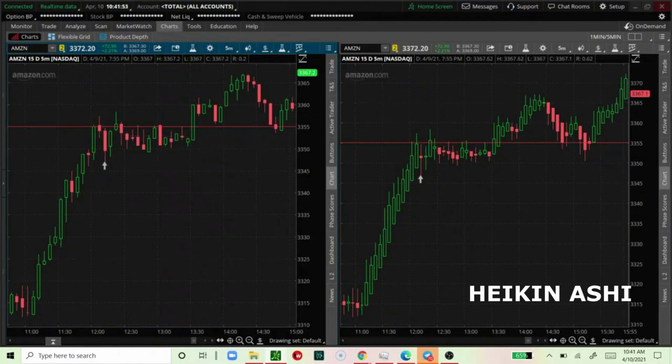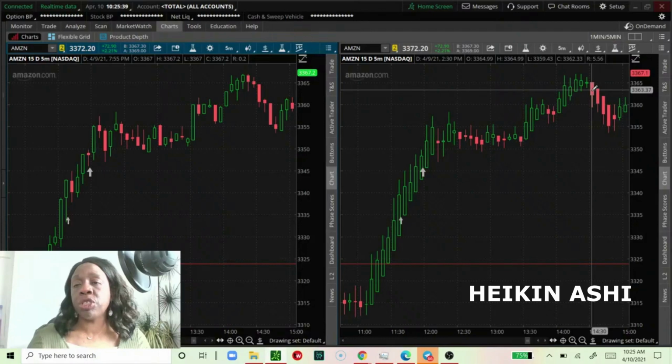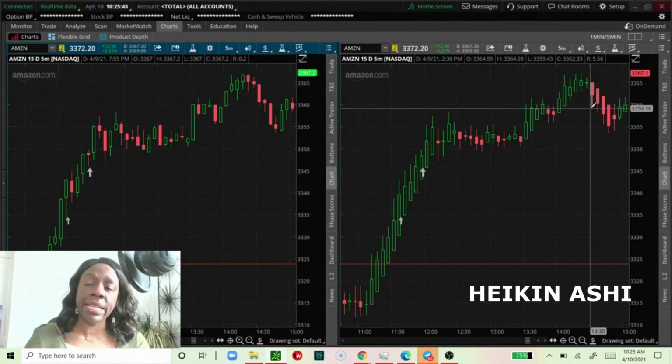With the red candlesticks, they show a downward trend. The downward trend will continue as shown by the HEIKEN ASHI candlesticks. For as long as the wicks are at the bottom of the HEIKEN ASHI candlestick, then that means that downward trend is going to continue.